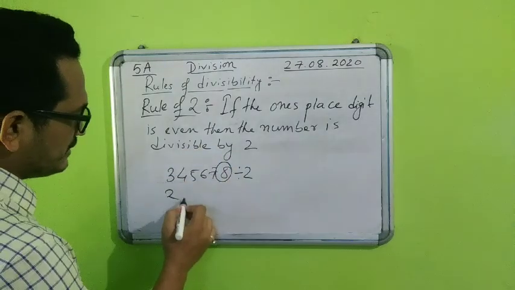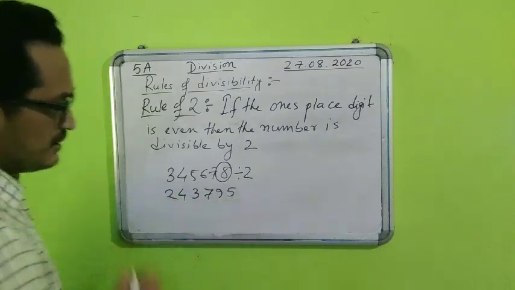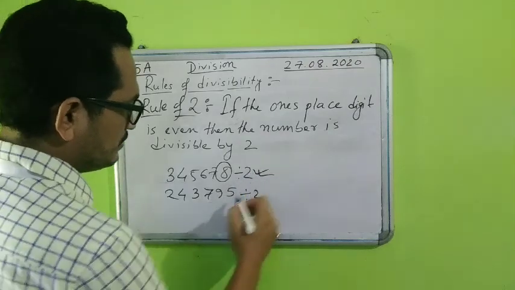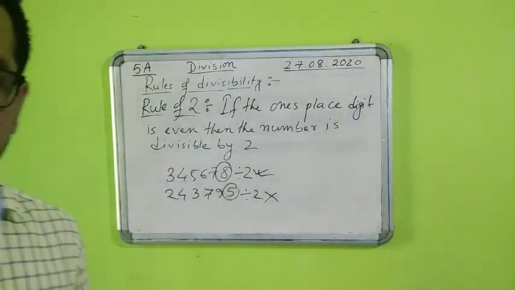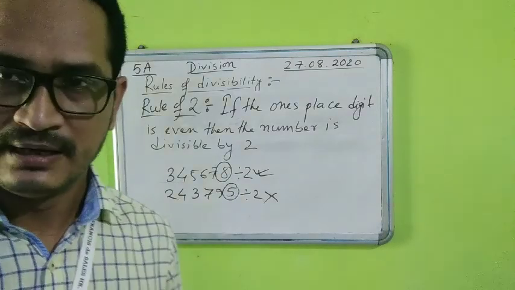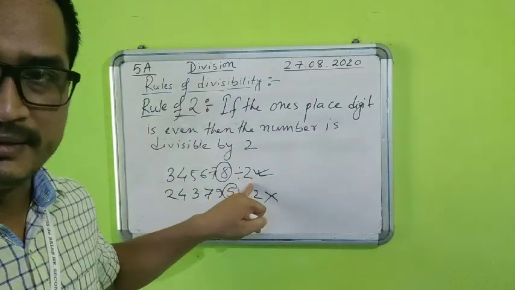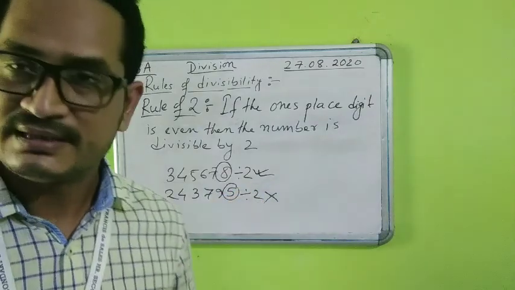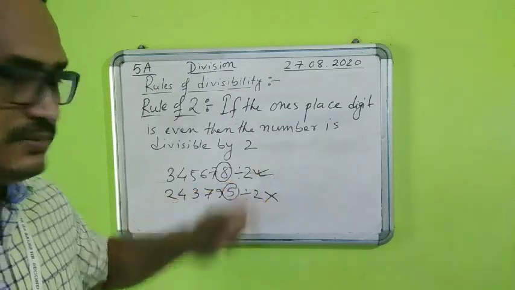And suppose I take another number, say 2, 4, 3, 7, 9, 5. Now if I divide this number by 2, this will not be divisible. Why? Because the last digit is 5, and 5 is an odd digit. So when I divide the first number by 2, the remainder will be 0. When I divide this number by 2, there will be some remainder. So I will say this is not divisible by 2, but the first number is divisible by 2.